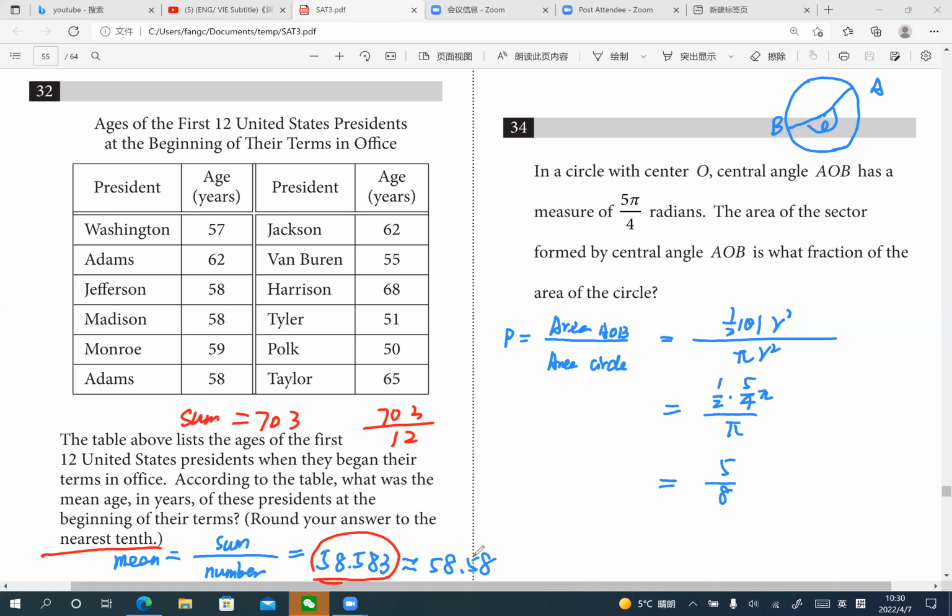Question 34. In a circle with center O, central angle AOB has a measure of 5 pi over 4 radians. I graphed the circle above.